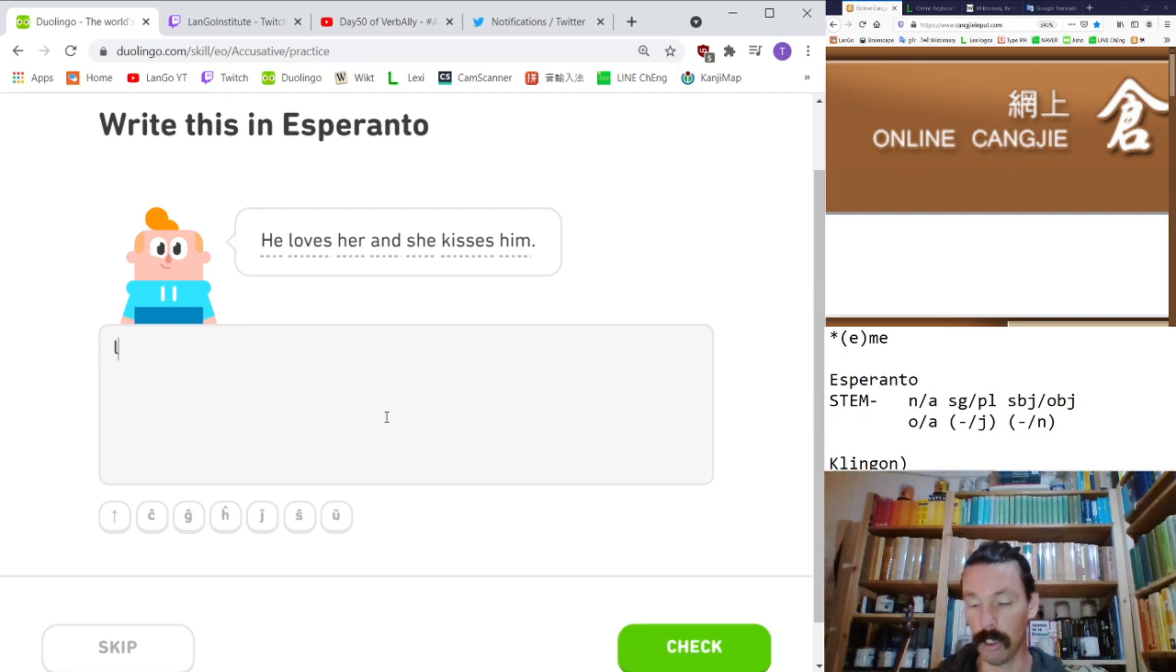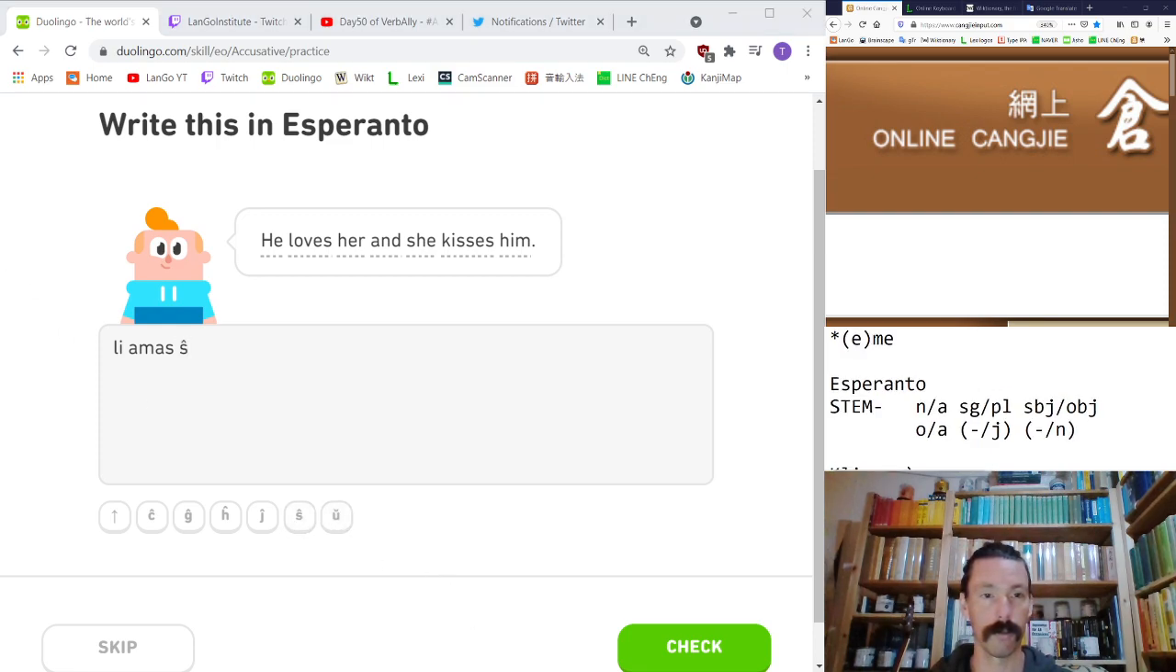He loves her. Li, subject, no suffix. After the stem li, amas. Ŝin. Noun or adjective is what that means. Amas ŝin kaj ŝi kisas lin.